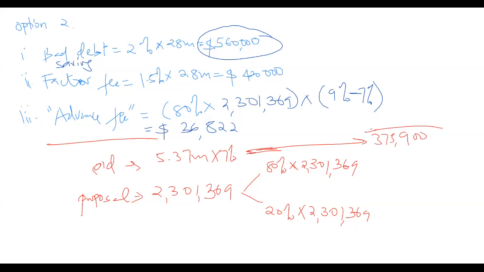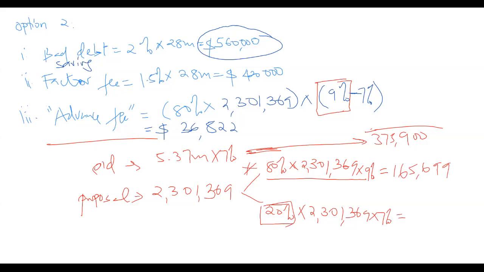Don't forget, now the factor will finance you 80%. They charge you 9%. Therefore, multiply by 9%. The bank will give you the balance 20%, and they charge you 7%. Be careful because the factor charges you 9% on the 80% he's giving you. So how much fee do you pay? You'll pay 165,699.